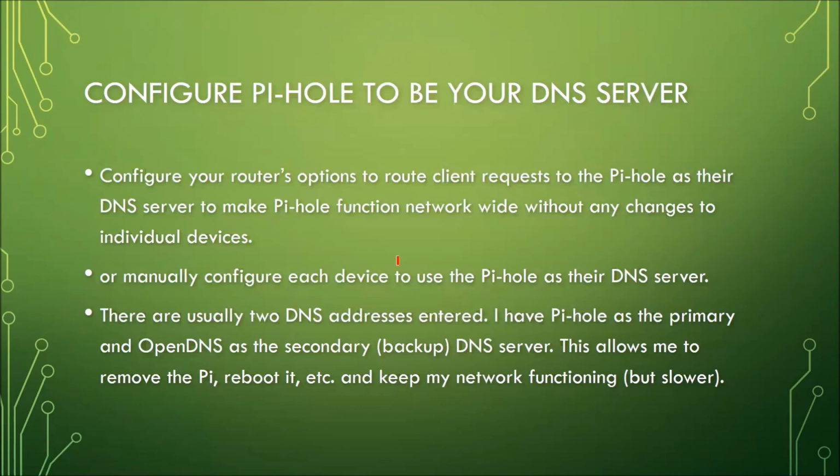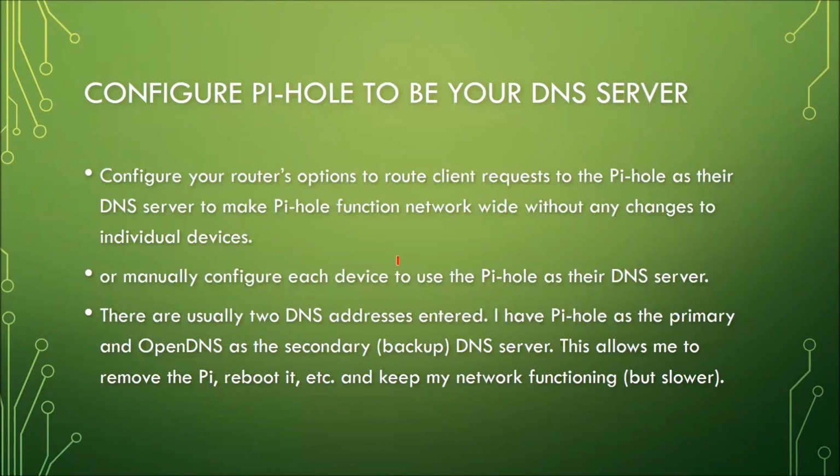If you get to the point where you want to use it for everything, you can go in and do it on probably your router or whoever's assigning DHCP answers. There's usually places for a primary and a secondary, and the way that works, or is supposed to work, is that the primary is asked every question, and only if it does not answer does it go to the secondary one. So I have OpenDNS as the secondary one. This will allow me to take out the Pi if I need to, or if it's dead, then my network will continue to work, but it might be a little bit slower.